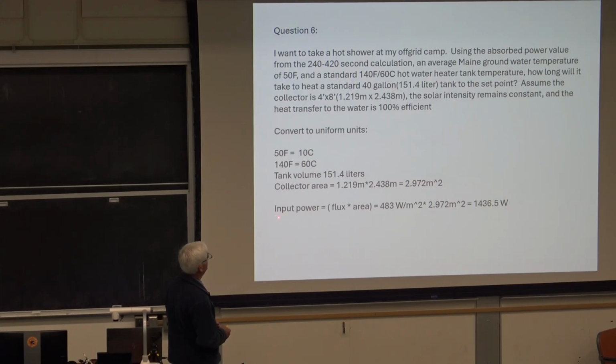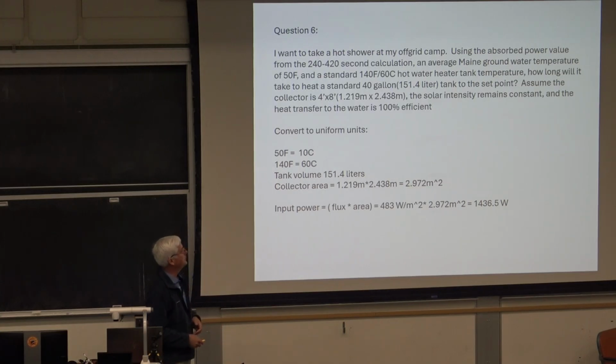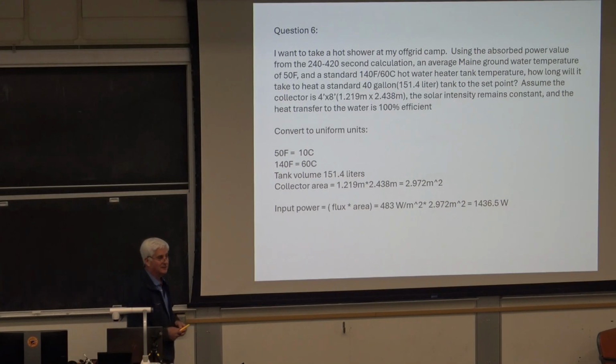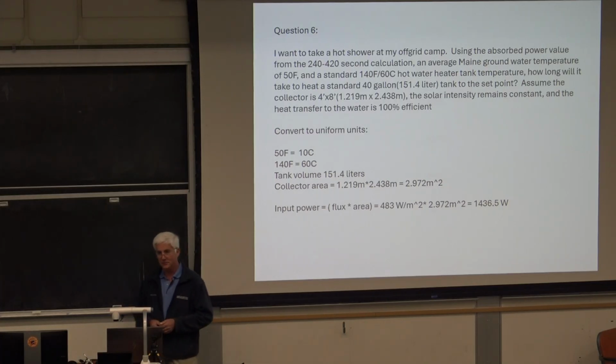So my input power is going to be the flux times the area. The actual power that I was gathering, 483 watts per meter squared, times the area, about 1,400 watts. So 1,400 watts is going into the tank. Basically, I always think of that as like one hair dryer's worth of energy.